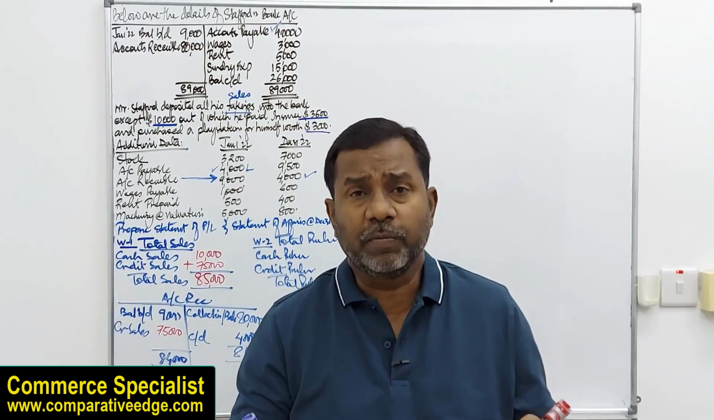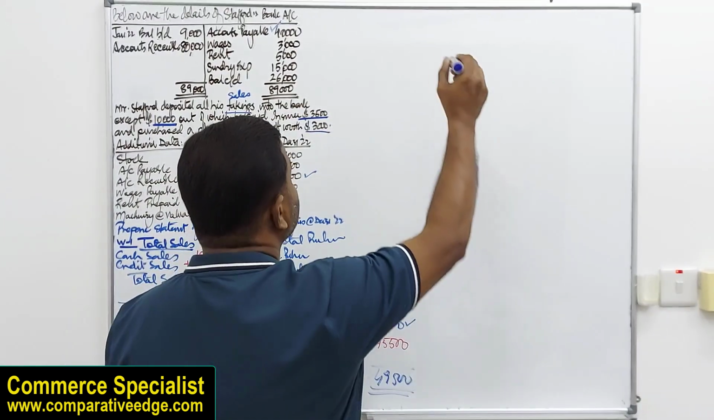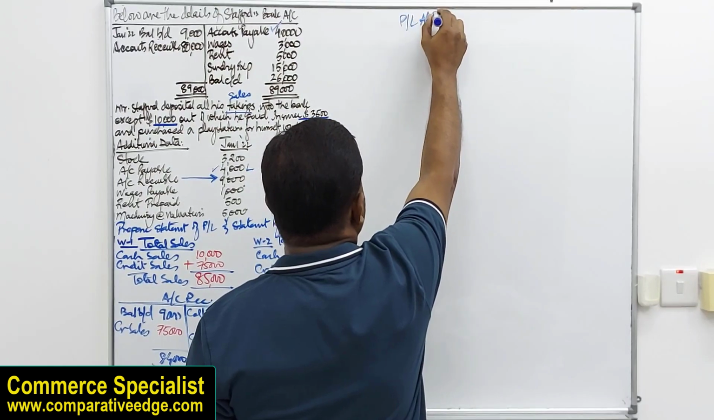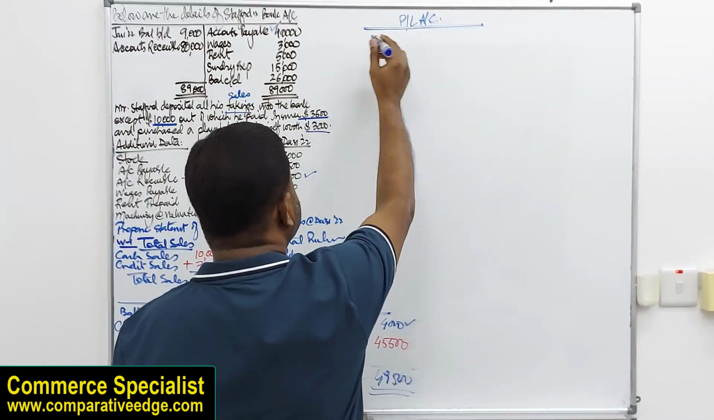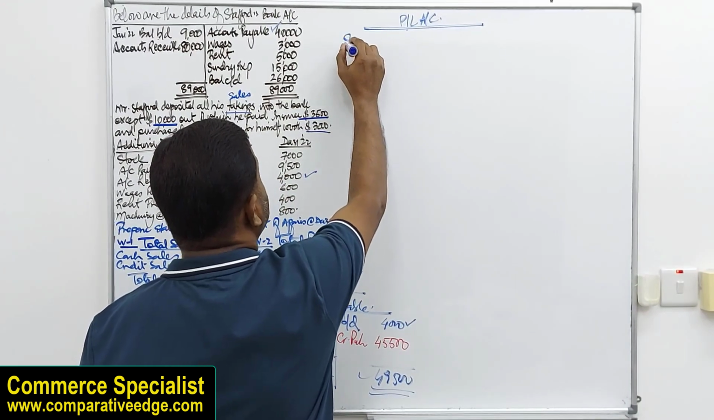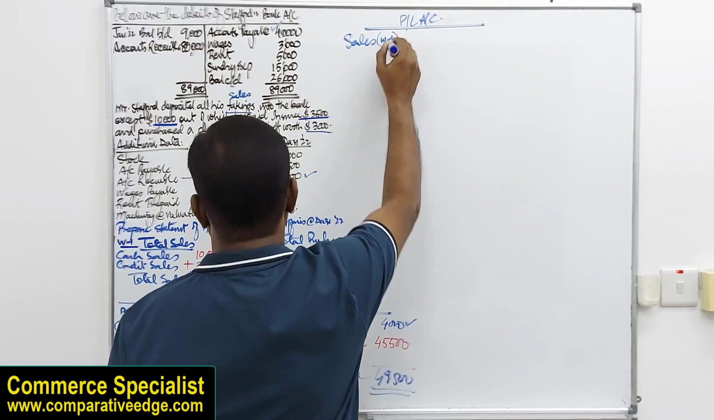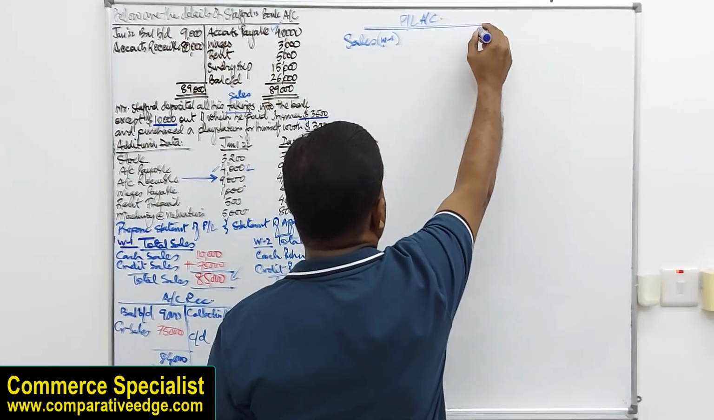Now I'm all set to prepare the profit and loss account. So I'm starting off here. Profit and loss account. So obviously I'll start with total sales or just sales. That means total sales. I'm giving here working 1. My total sales are 85,000. So I'm starting off with 85,000 here.